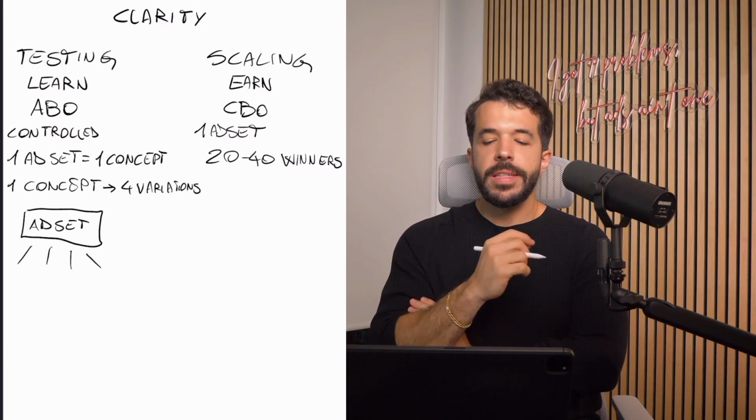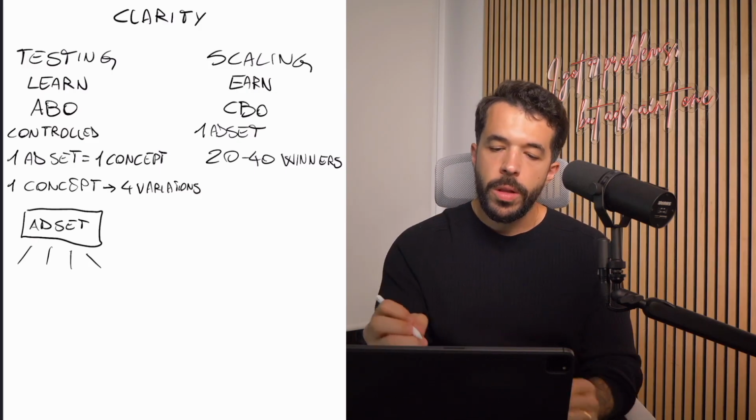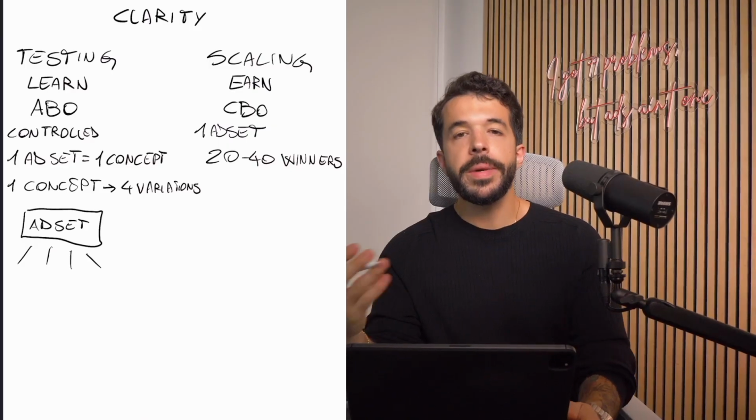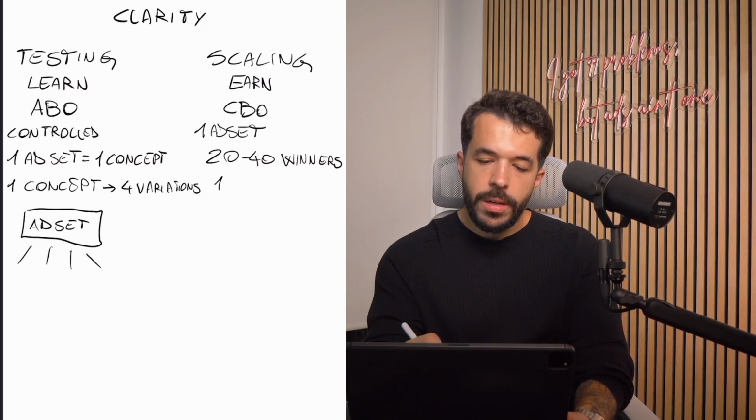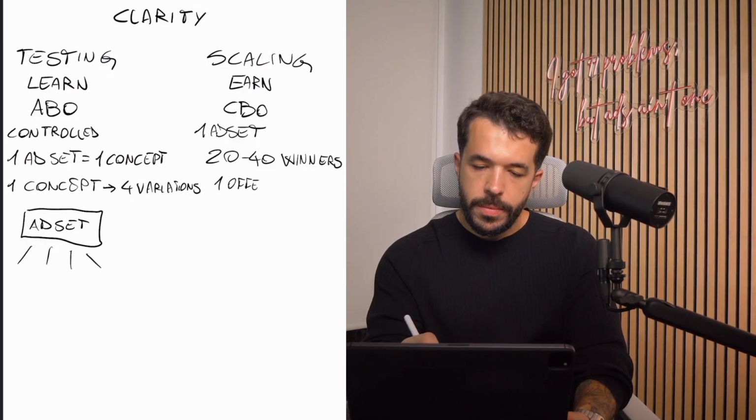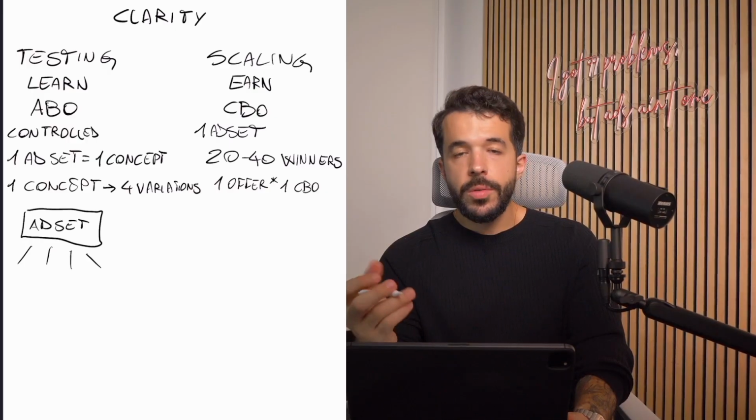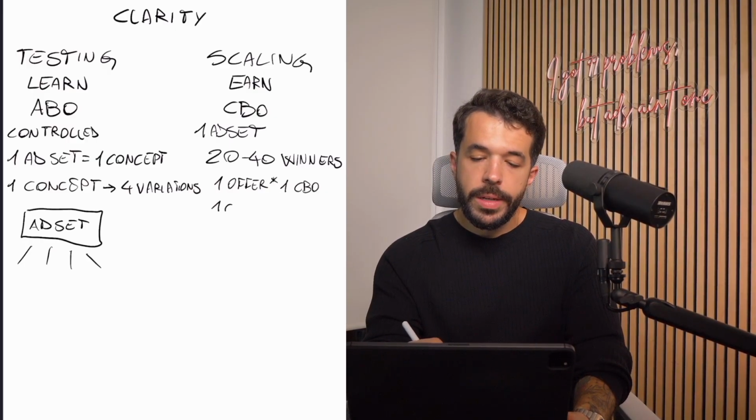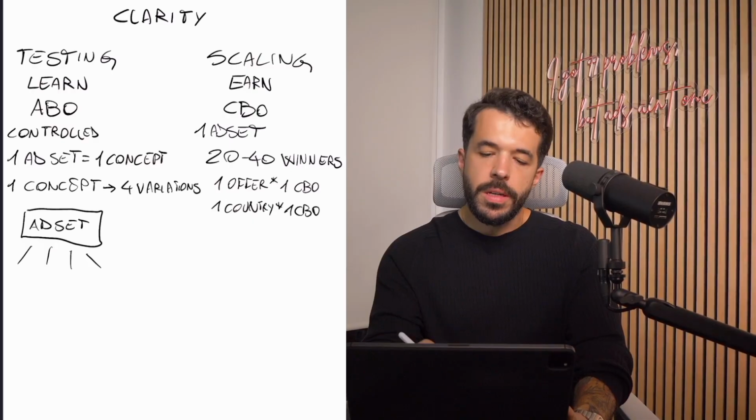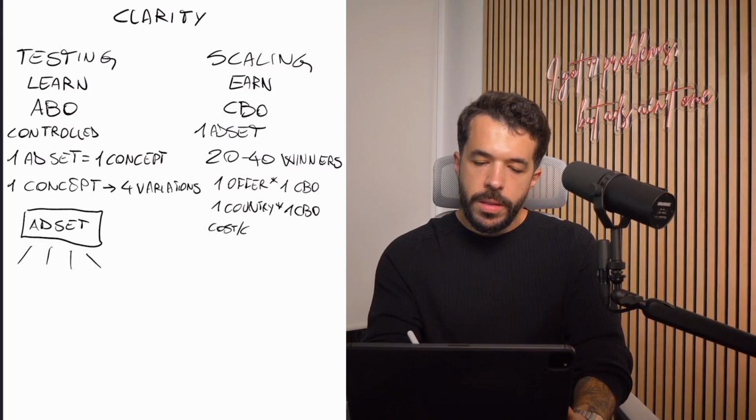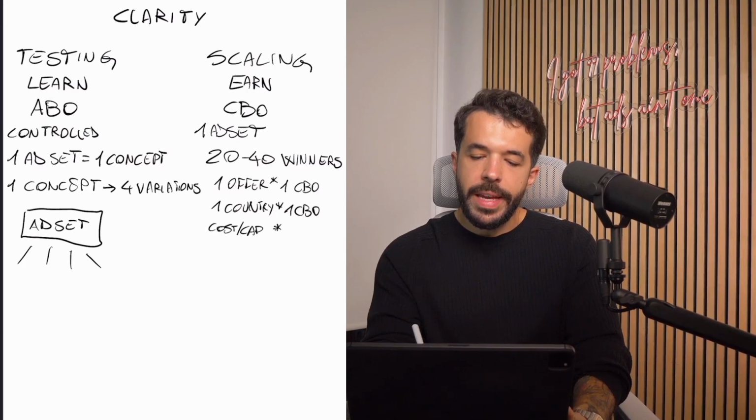Now, in what cases does it make sense to have different CBO campaigns? Well, if you have different offers, then it makes sense that you have one CBO per offer. So ideally you have one offer per one CBO. It makes sense to do it when you have different countries. So you want to have one country, especially if there are countries with different languages, per one CBO. Another example is when you want to test out cost caps, bid caps, when you want to play with these settings, then you want to have a different CBO for that.